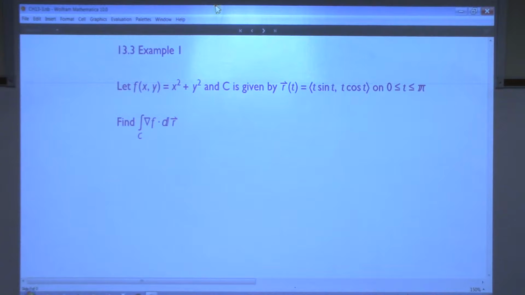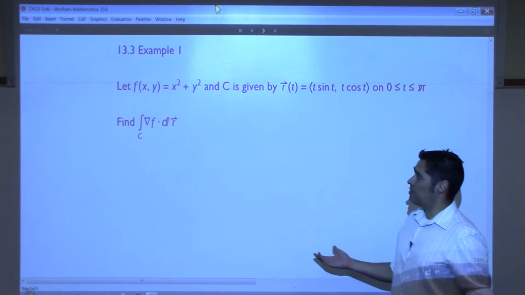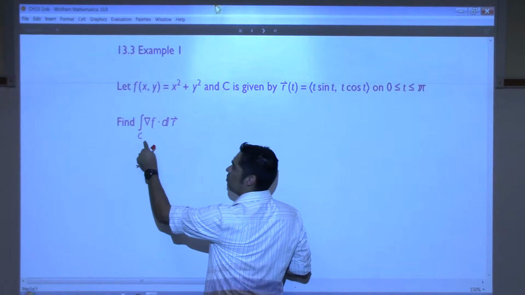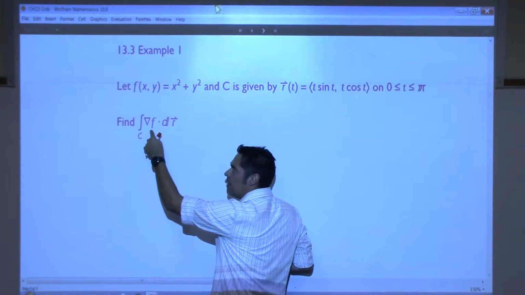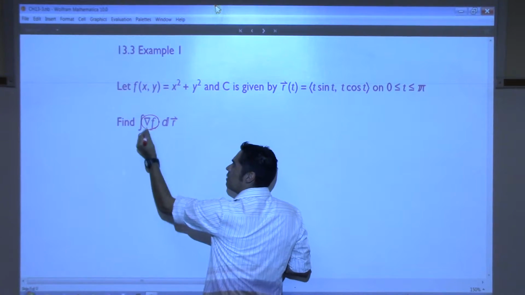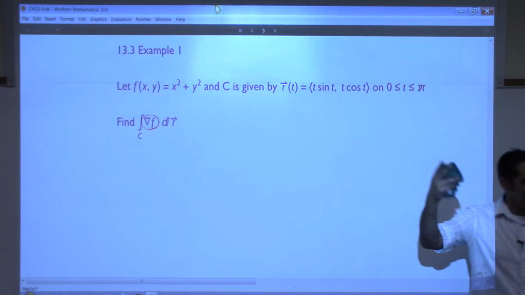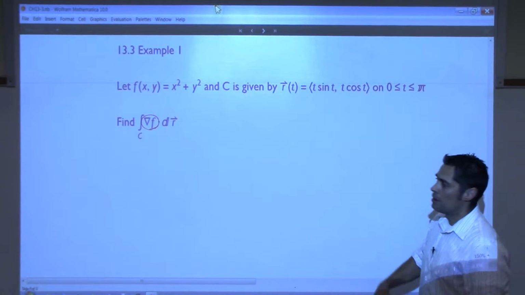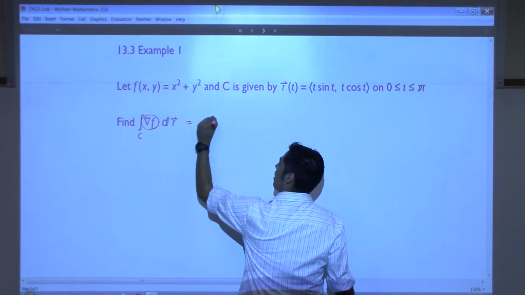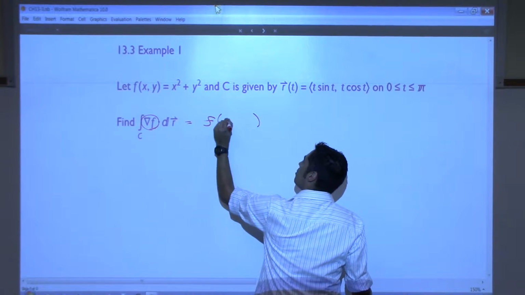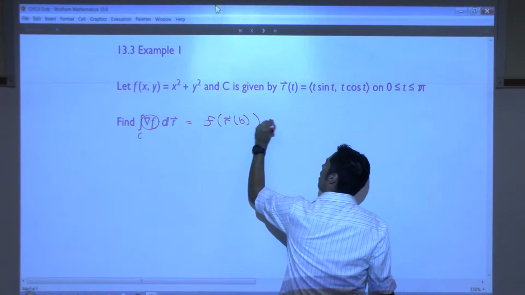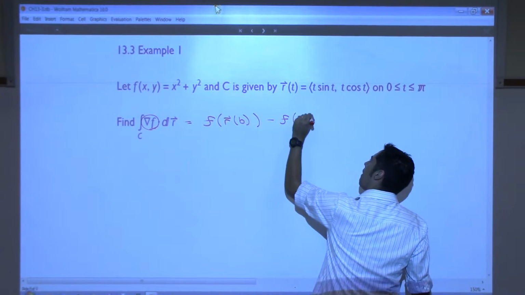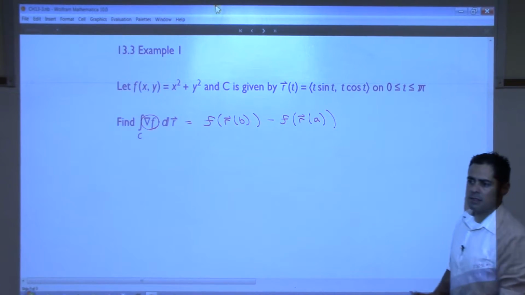Is this going to follow the fundamental theorem of line integrals? Yes or no? Yes, because they're asking us to find the line integral of the gradient of f. And we know that if this is the gradient of little f, then it's conservative because it came from a little f. So I know that the fundamental theorem of line integrals holds here. So all I have to do is evaluate f at the two endpoints of the curve. Understand?